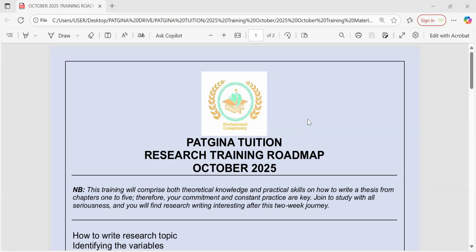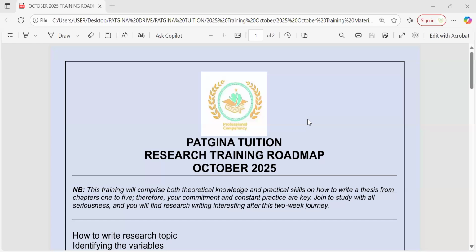Here is Pagina Tuition, and we are going to have some discussion or an introductory lesson to the 2 weeks training we are going to pass through. In fact, this is not the first time Pagina Tuition is organizing tuition on how to write thesis. We have done it for several months and for several years.